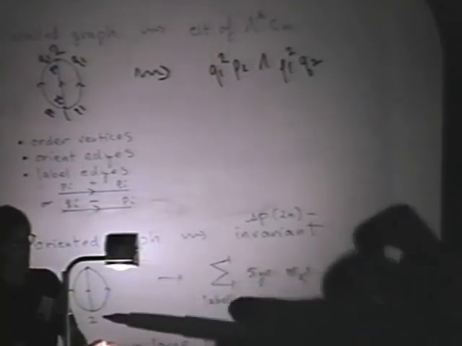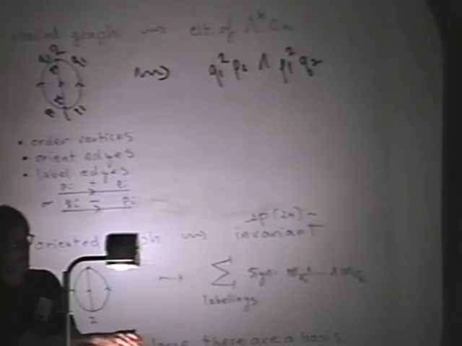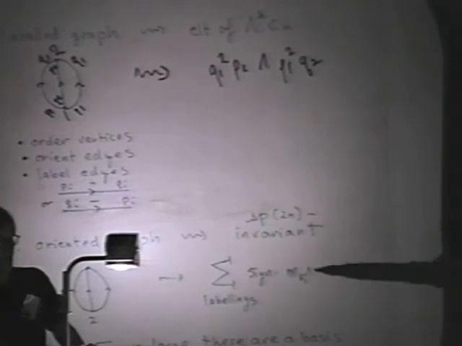Now, given an oriented graph, I'm just going to label the edges and label the vertices and orient the edges. I'm going to get a sum of terms. I look at all possible ways to label the edges with p_i's and q_i's. So there are 2n to the number of edges ways of doing that. So I'm going to get a sum with 2n to the e terms. I wedge all these monomials together, and I put a sign.